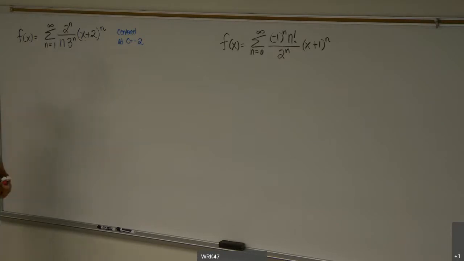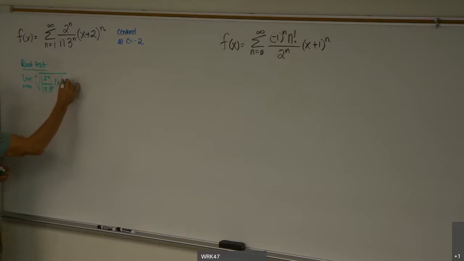Now the question is, how far can we move away from -2? Again, in this case, because of how this power series looks, I'm going to use the root test. Root test is a nice test to use. And so the root test tells me to take the limit as n goes to infinity of the nth root of the absolute value of all of this. Because n starts at 1, the absolute value does nothing to the 2 to the n, 3 to the n, or n, so we can just move through it.